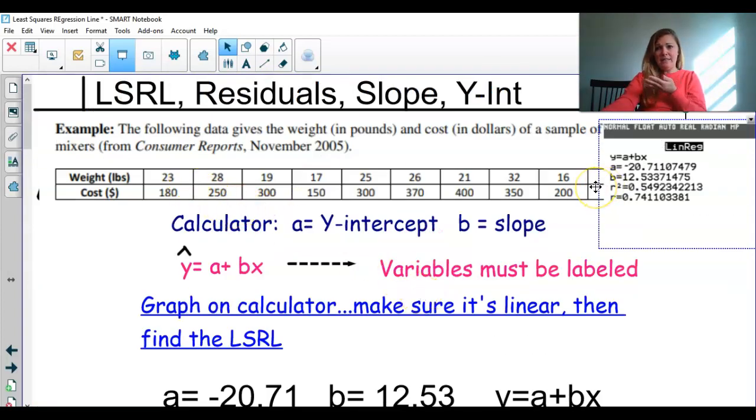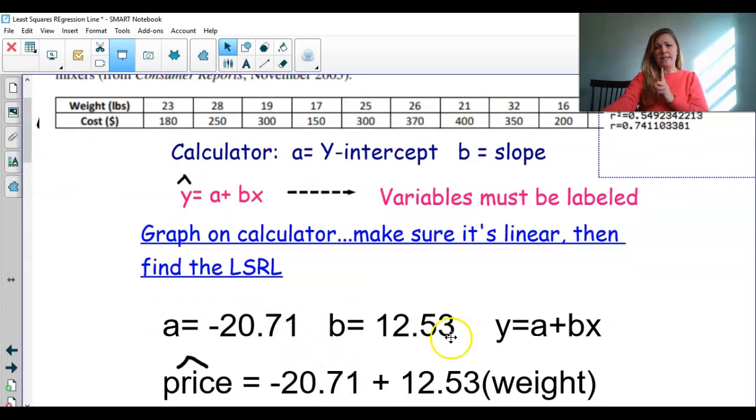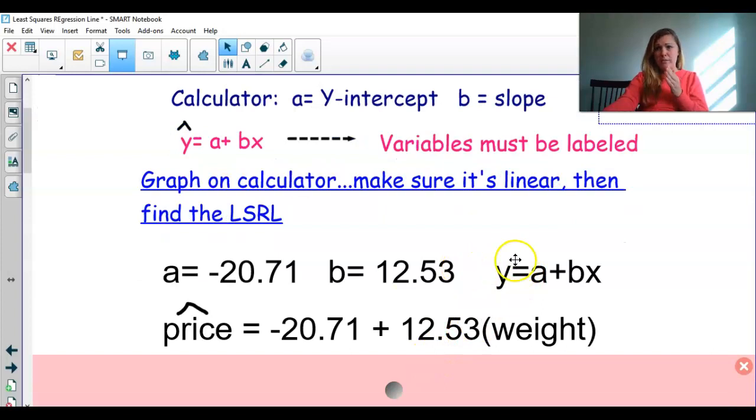We have some data. We can graph it on a calculator to make sure it's linear. I'm not going to do that right now. But then what we can do is we can come up with a line, okay? We can come up with a line for prediction. We have our y-intercept, we have our slope, okay? We run it through LinReg a plus bx and we get it just like this.